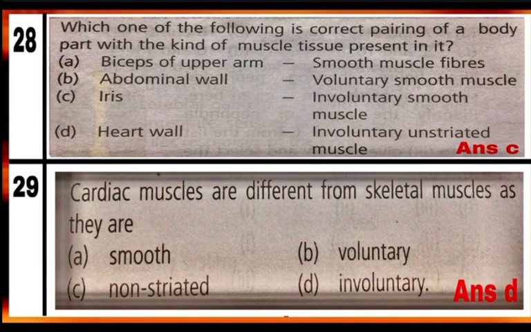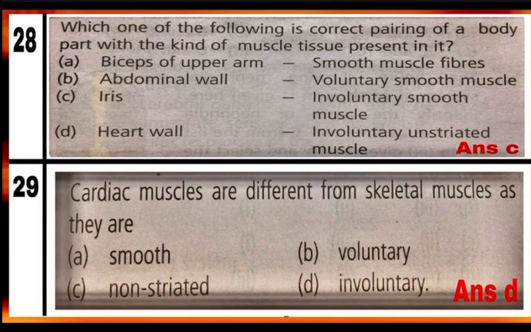Question 28. Which one of the following is correct pairing of a body part with the kind of muscle tissue present in it? Option C. Iris. It has involuntary smooth muscle. This is the correct pairing. Now see the correct answers of other options also. Option A. Biceps of upper arm has striated muscle. B. Abdominal wall has involuntary smooth muscles. And D. Heart wall has involuntary striated muscles.